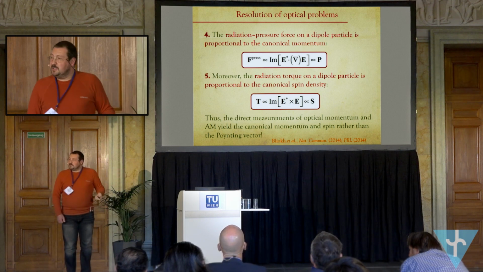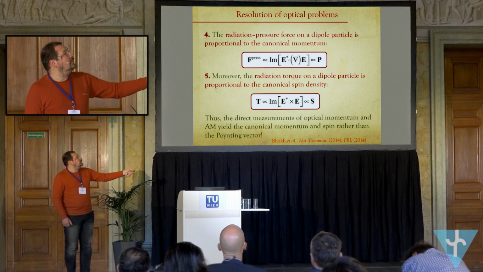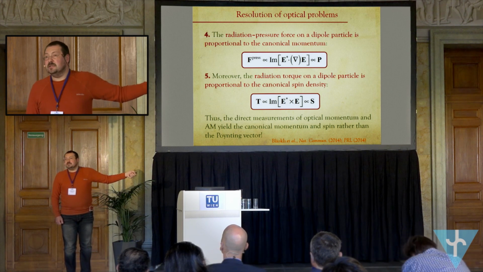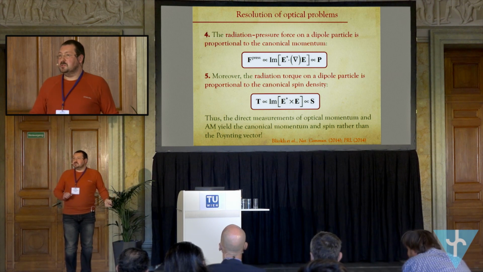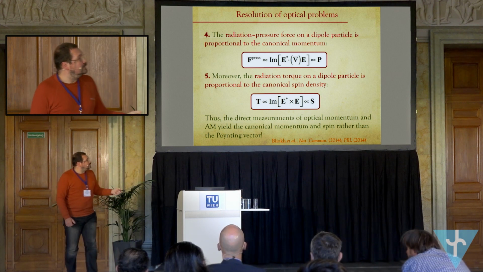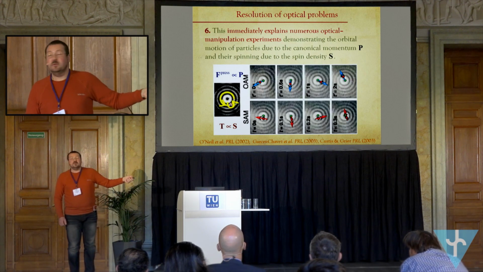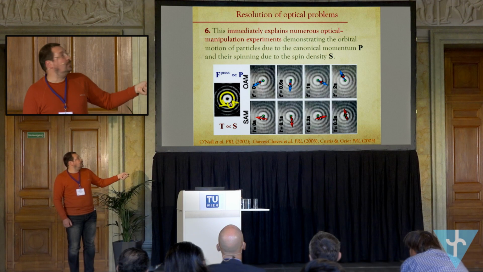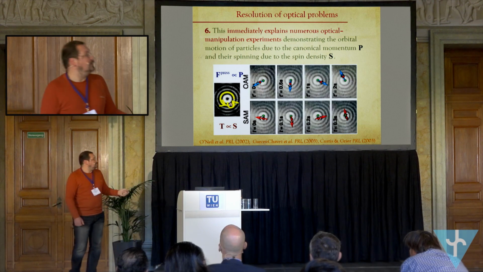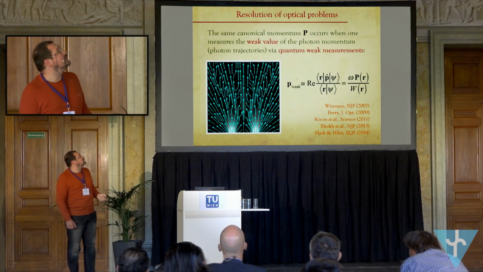Furthermore, if we calculate optical torque on a small particle or on an atom, the optical torque is proportional to the canonical spin density. And therefore, this provides the most direct way to measure this quantity locally in optical fields. This immediately explains optical manipulation experiments. Particle orbits proportional to canonical momentum density, and particle spins proportional to local spin density. These are two independent degrees of freedom and two measurable quantities.